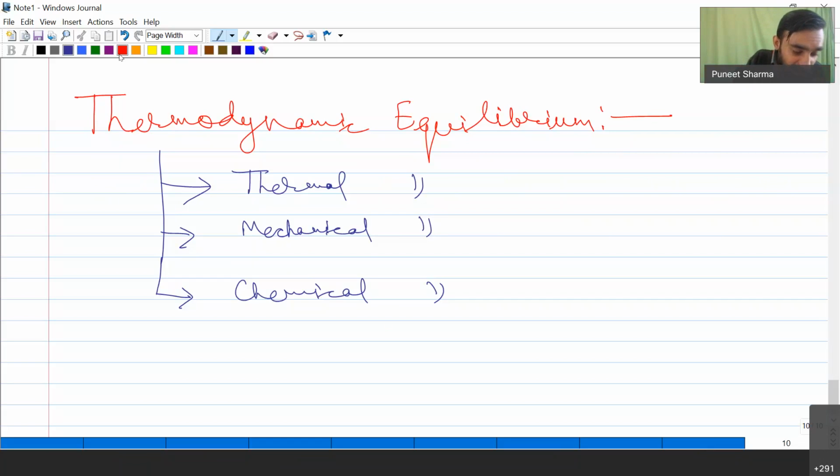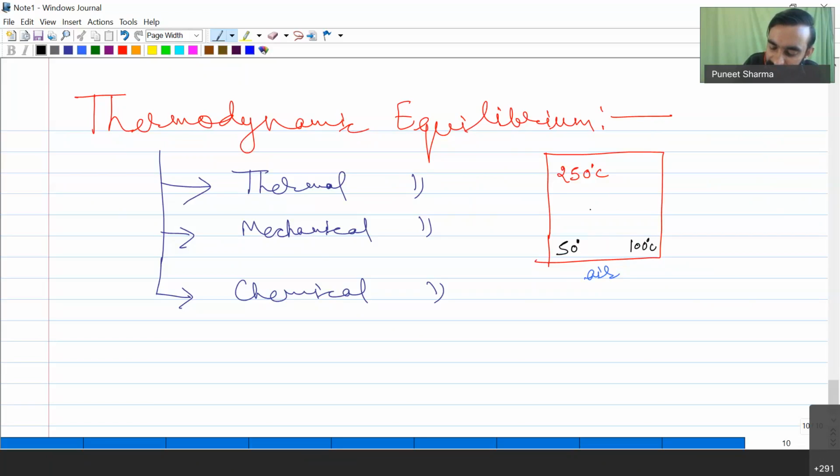Now let us try to see these individual equilibriums with the help of some illustrations. In the first case, I have taken a container with some air inside, and I have considered a situation where at some point the temperature within the system is 250 degrees Celsius. At some point it is 100 degrees Celsius, somewhere it is 50, somewhere 300, somewhere 350, somewhere 500, and somewhere say 120.